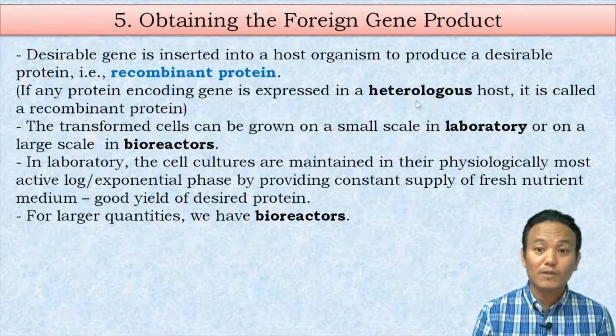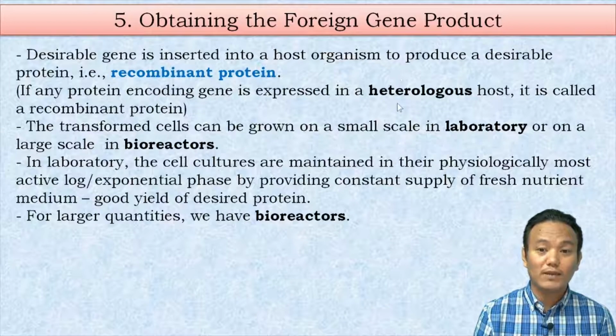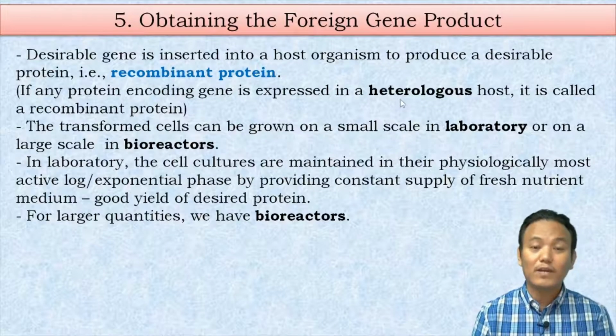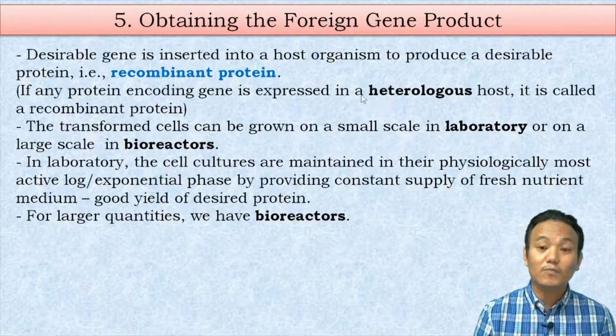Okay, for example, if we have a bacterial cell producing a human protein like insulin, right, the bacteria becomes a heterologous host because the human gene does not belong to the bacteria, right? It has been inserted by the scientists, and the protein or the insulin produced by bacteria is called a recombinant protein. So we need such recombinant protein, right?